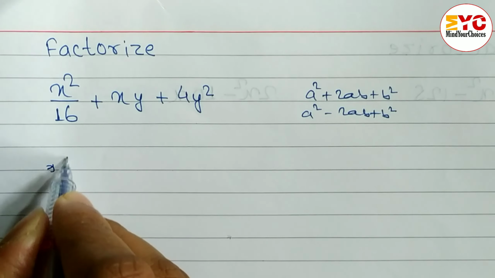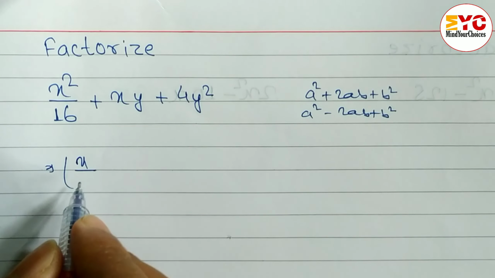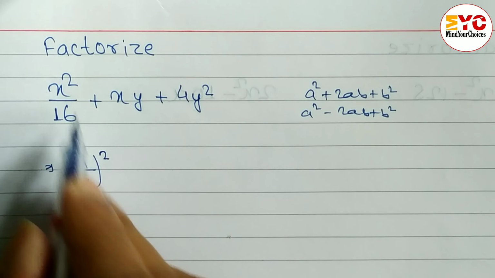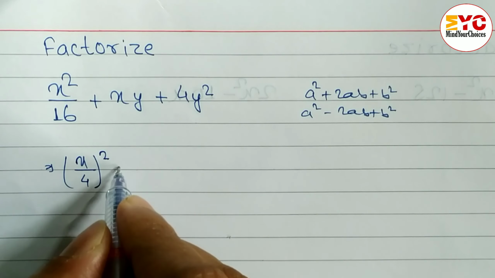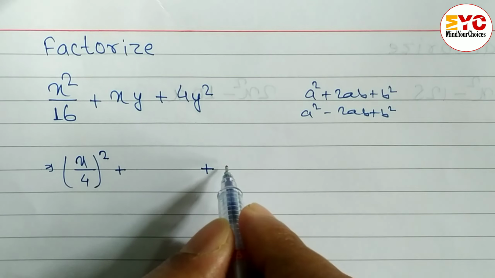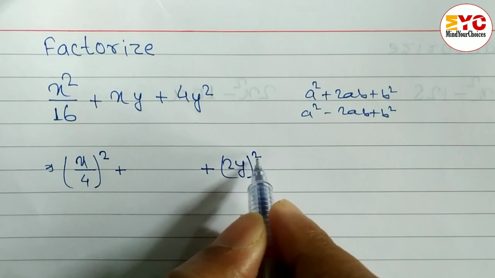So we can write here x by, what is the whole square? Square root of 16, 4. So we can write here 4 whole square. So x square and 4 square means 16, plus, and let's write the last one: square root of 4 means 2. So we can write here 2y whole square, 2 square, 4y square, y square.